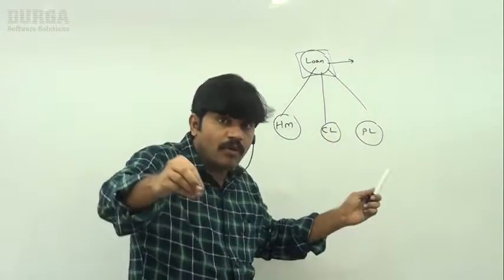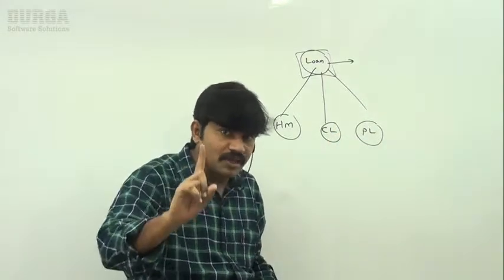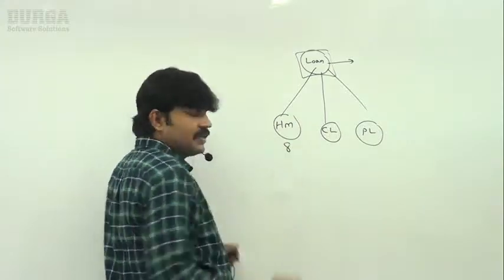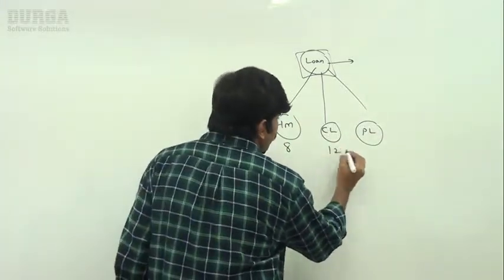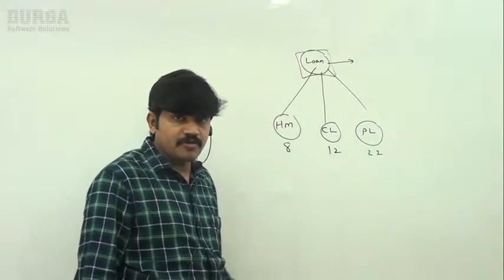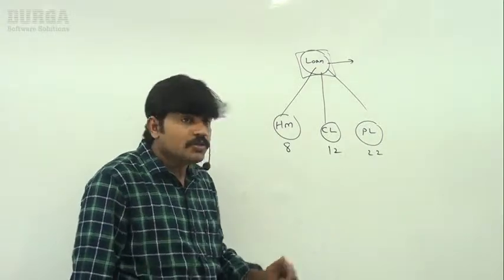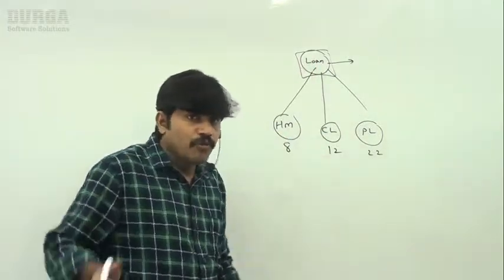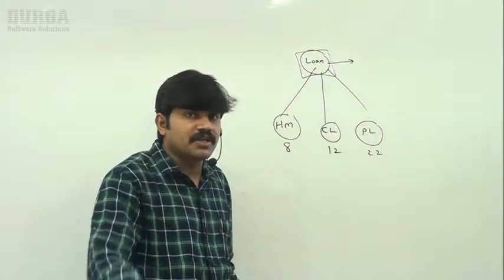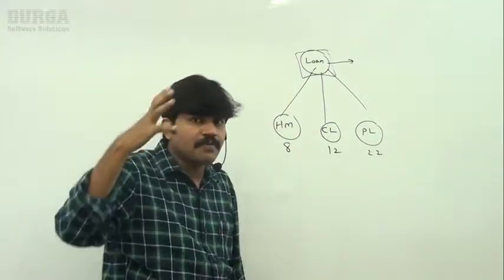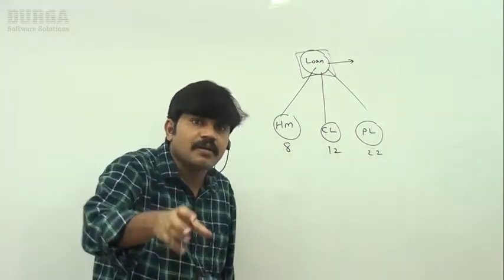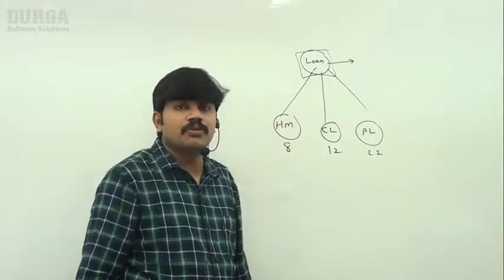If we know the type of the loan, then only we can be aware. If it is a housing loan, 8%; if it is a car loan, 12%; if it is a personal loan, 22%. So at the loan level we don't know about the implementation, right? If we don't know the implementation for a method, such methods are called abstract methods. For that, compulsorily we should go for what?